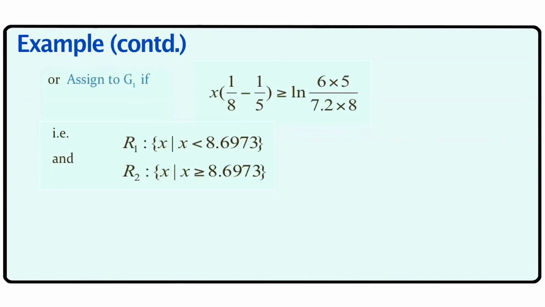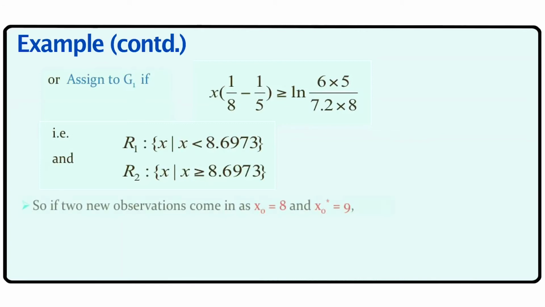Interestingly, you will see that there is a change in the direction of the inequality in the case of R1. This is because x into (1/8 minus 1/5) comes out as negative, and the right hand side, log of 6 into 5 by 7.2 into 8, is a fraction, so if you take the log, it comes out negative, and hence the inequality sign is reversed. Given the problem, this is more realistic because you have mean 5 for the first group and mean 8 for the second group. So the smaller the observation, the more it should go into the first group. The larger the observation, the more it should go into the second group.